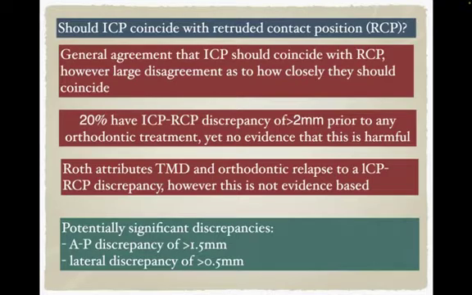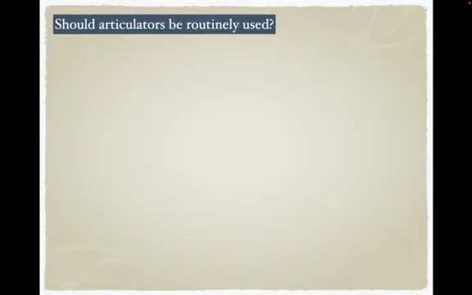So to summarize, if the RCP and ICP are not coincident with each other by a huge amount, that will definitely cause a problem. But there is disagreement on the smaller amounts. If the patient has a smaller discrepancy, that does not necessarily mean that he will have a problem in the future. Now, there is an agreement that a significant discrepancy is present when the AP discrepancy is more than 1.5 millimeters and the lateral discrepancy is more than 0.5 millimeter.